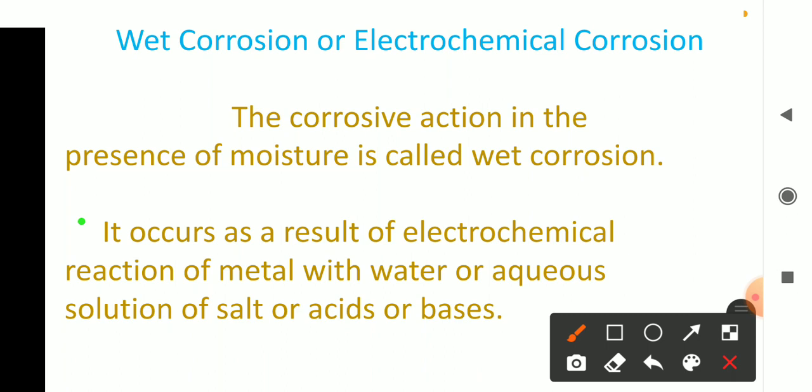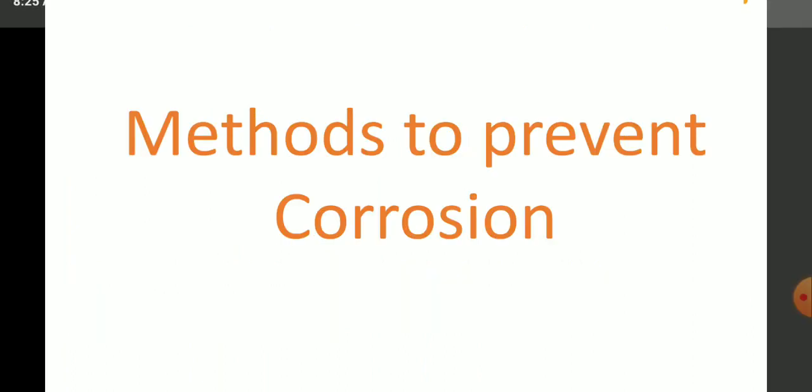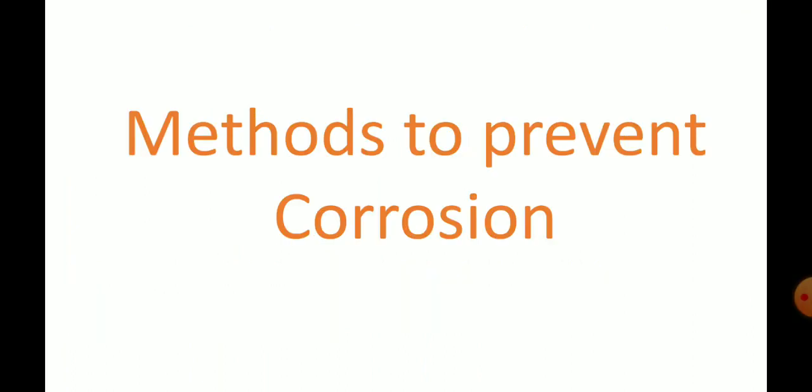Okay, my dear students, simply we can say dry corrosion is in the absence of air, whereas wet corrosion is in the presence of air. Now let us see the methods to prevent corrosion. What are the methods? How to avoid the metal from getting corroded.